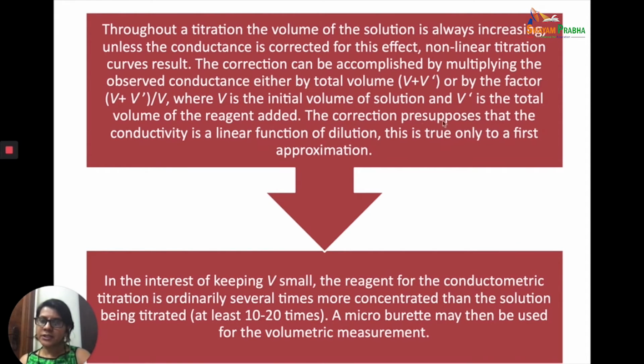Now this correction works because it presumes that the conductivity is a linear function of dilution. That is only to a first approximation. So if conductivity varies with dilution and we multiply with this, we are actually correcting the value of conductance by multiplying with this correction factor.